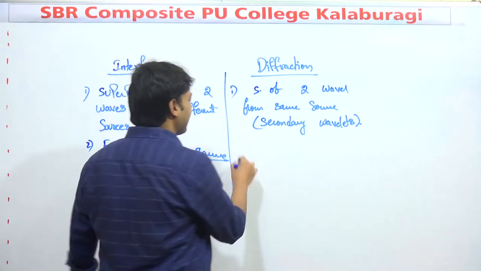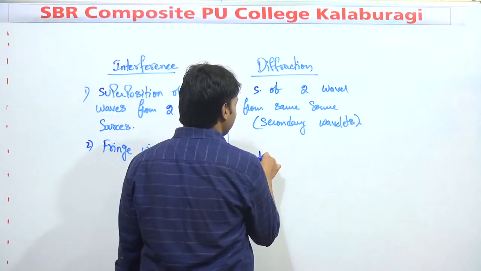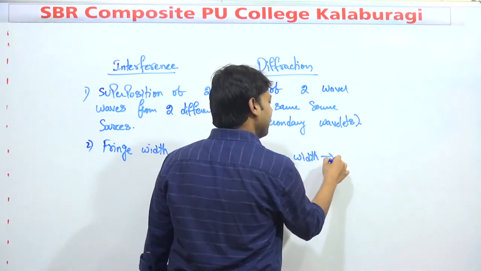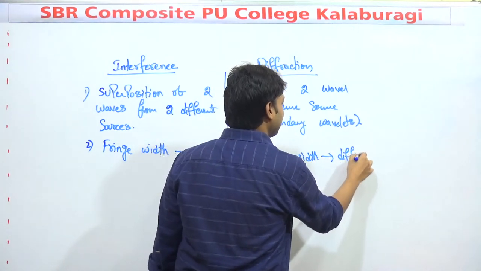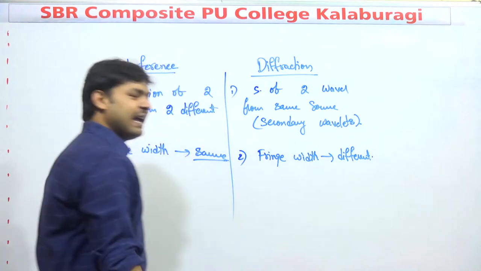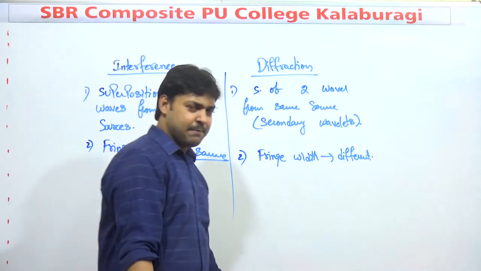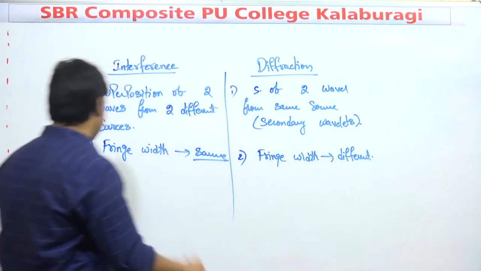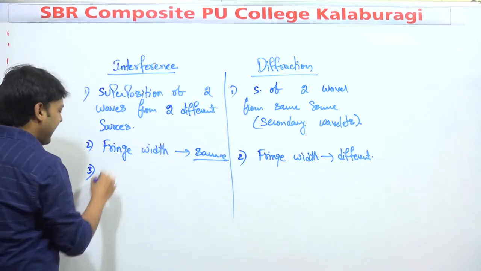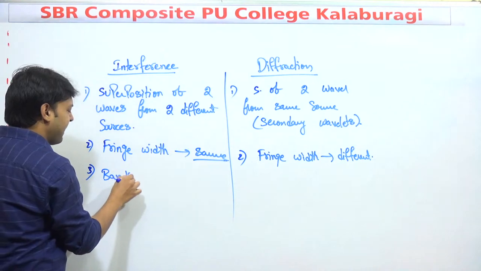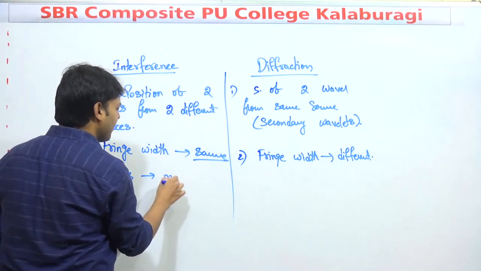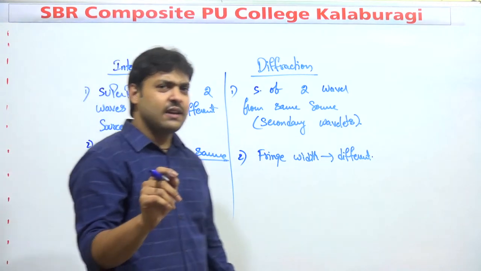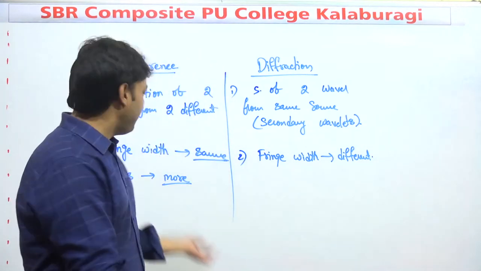But here in diffraction, the fringe width, tell me, same or different? It will be different. Just now we have seen. It won't be same. Clear about the point? Now here, the number of dark and bright bands formed on the screen will be more.